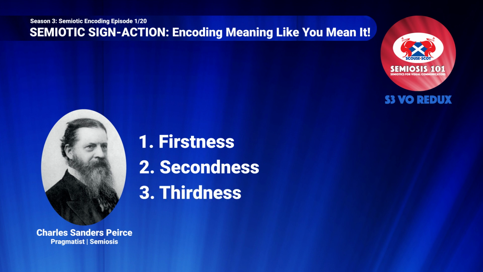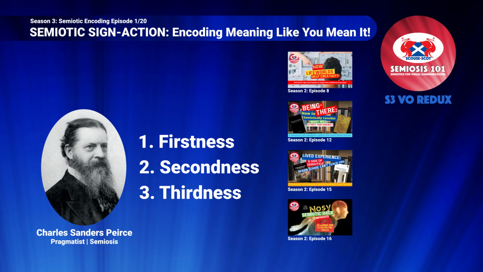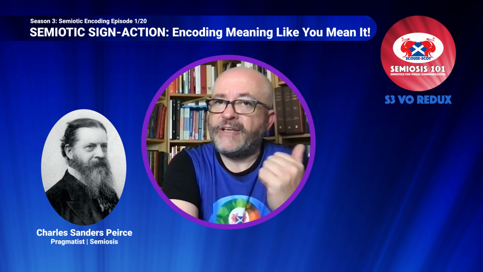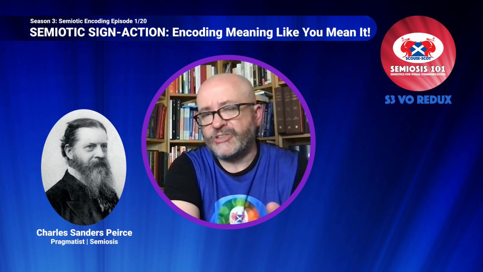For any newbies just joining this discussion, it might be good to watch Season 2 episodes 2.8, 2.12, 2.15, 2.16 after this episode to get a grounding for next week. Why? Well, these 3 states tie into how interpretation is semiotically made and therefore how to semiotically encode. To end this first Season 3 episode, I will frame the 3 discussion points over the next 3 episodes.